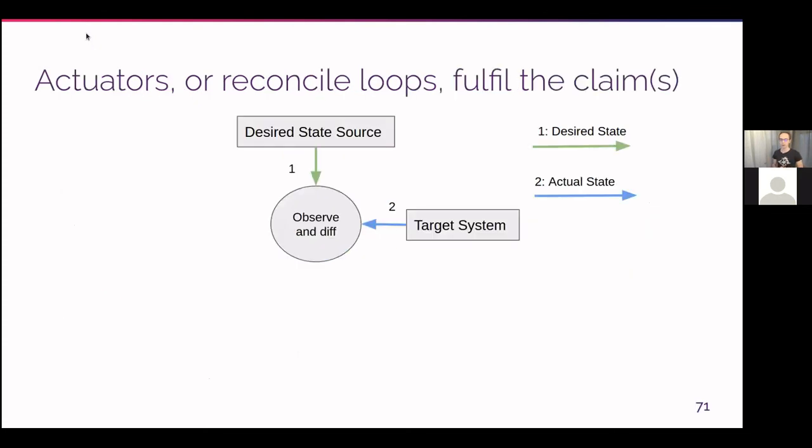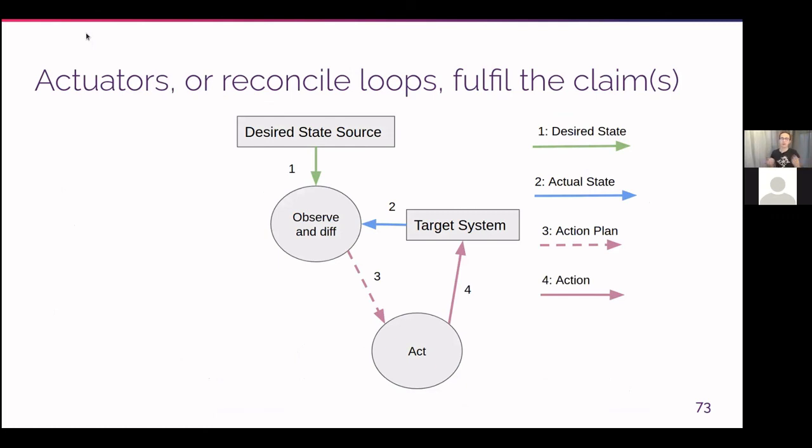So it looks like this. We have some desired state. We observe the target system. We take the difference, and when we take the difference, we figure out an action plan. And when we have figured out an action plan, the action plan might be 0.